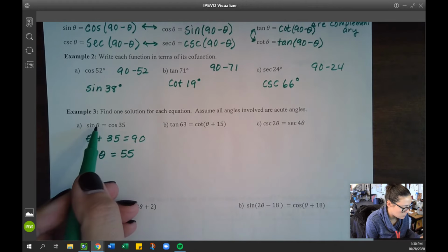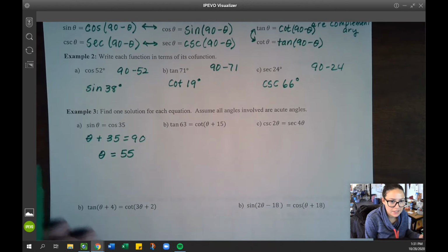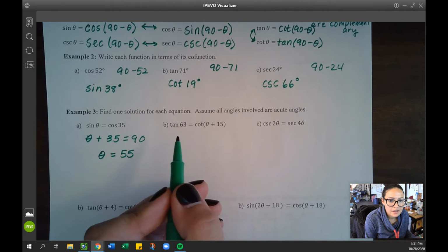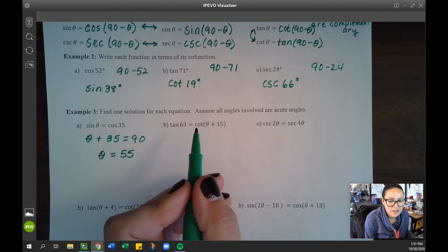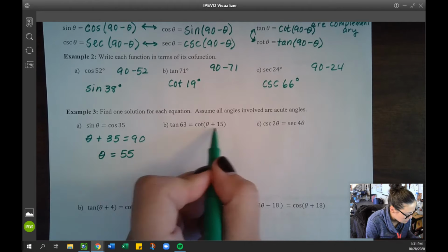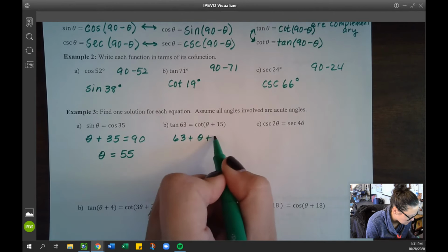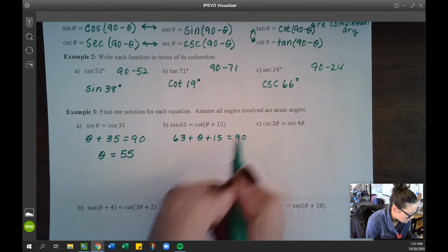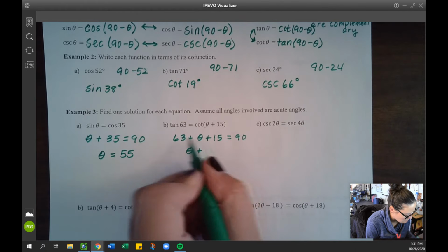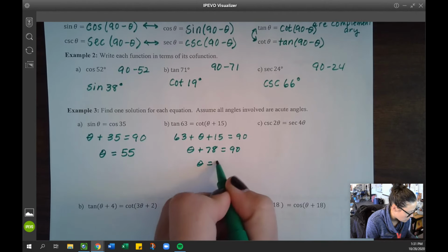So let's see if that makes sense. Would sine 55 equal cosine 35? Yes, because they add to 90, just like we found up here with these ones. We're going to do the same thing. In order for the tangent of 63 to be equal to the cotangent of theta plus 15, these two values would have to add to 90. And then I solve theta plus, what is that, 78? Theta equals 12.